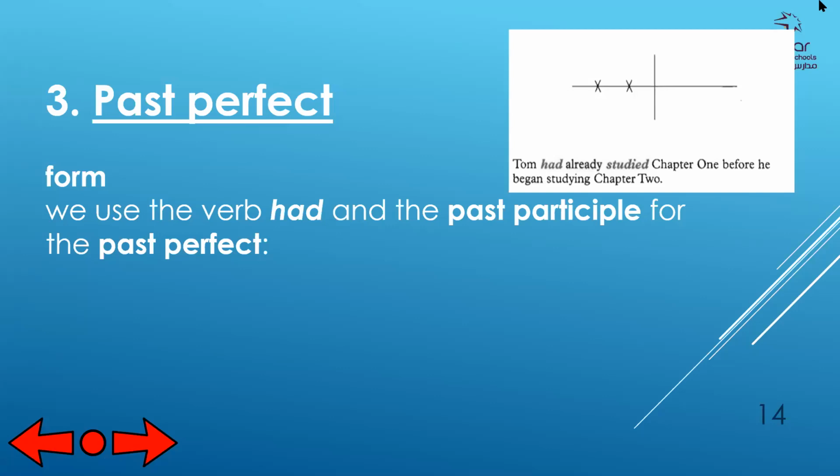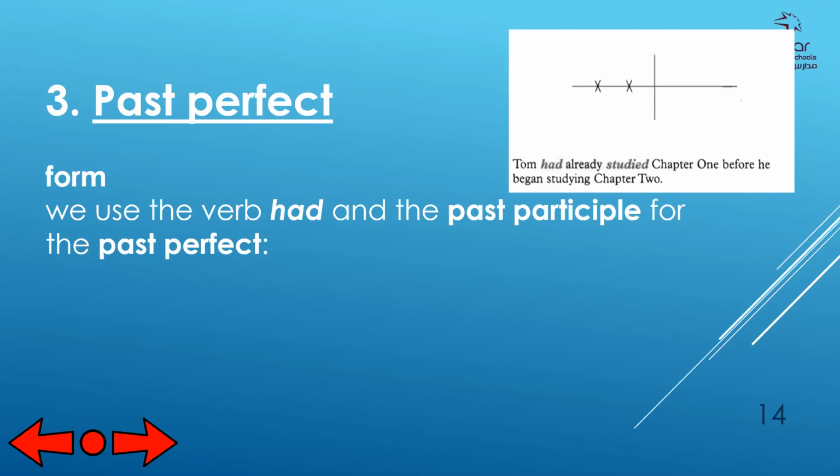For example, yesterday, I did my homework and I went out. Okay, I did two things. I did my homework and I went out. I did my homework, for example, at 6 and I went out at 8. So if we want to use them in one sentence, using, for example, before or after, we must use the past perfect, which is had plus past participle. So we use had plus past participle because it happened before the other.